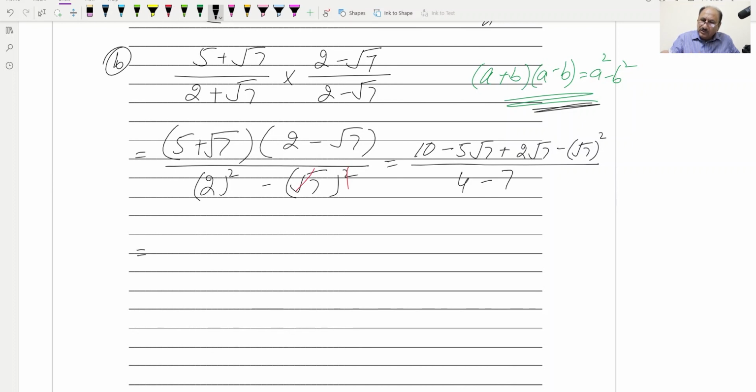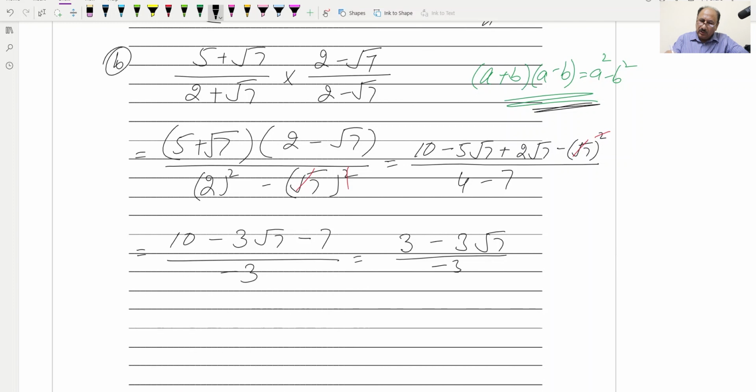And further we can simplify this. It can be written as 10 minus 5 under root 7 plus 2 under root 7, so it will be minus 3 under root 7, and minus 7 after the square and under root cancel. So divided by 4 minus 7, which will be minus 3, and this will be equal to, we can rewrite it as 10 minus 7 will be 3, so 3 minus 3 under root 7 divided by minus 3.